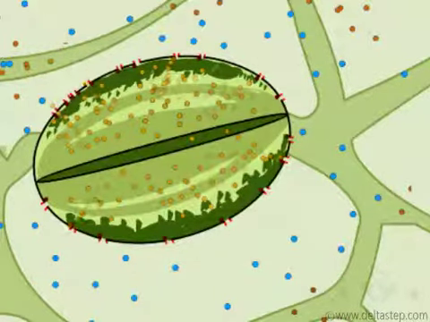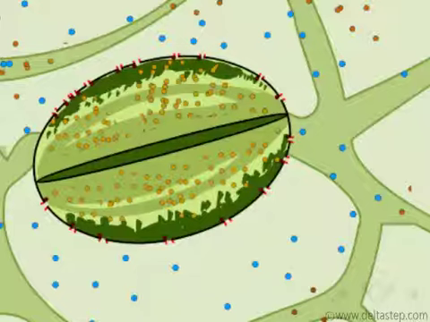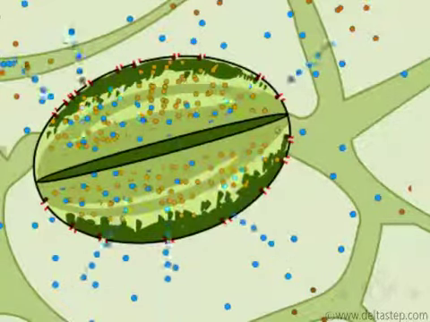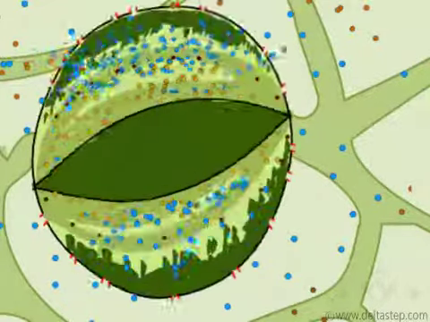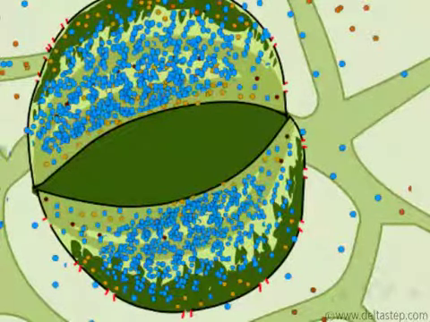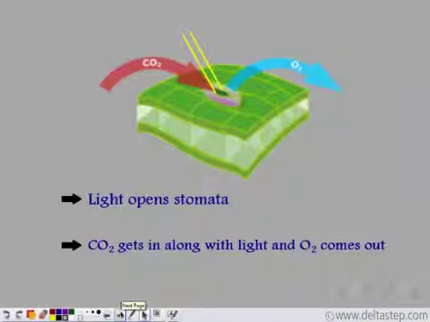So the concentration of potassium ions in the guard cells increases, which facilitates the diffusion of water from the adjoining cells into the guard cells, thus making them turgid and swollen, and so the stomata opens. So light opens the stomata, through which carbon dioxide and light enter, and after photosynthesis, oxygen is liberated out through this stomata.